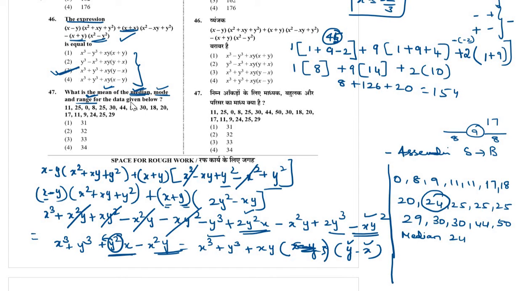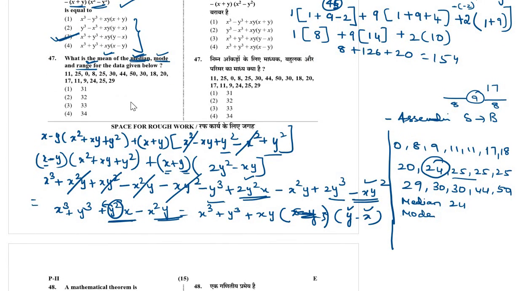Median is 24. Next, what is mode? Mode is the number that occurs the most times. So it came 3 times. Okay, so this is the mode. Mode is 25. And then range. What is range? Highest minus smallest. So 50 minus 0. Answer is 50.